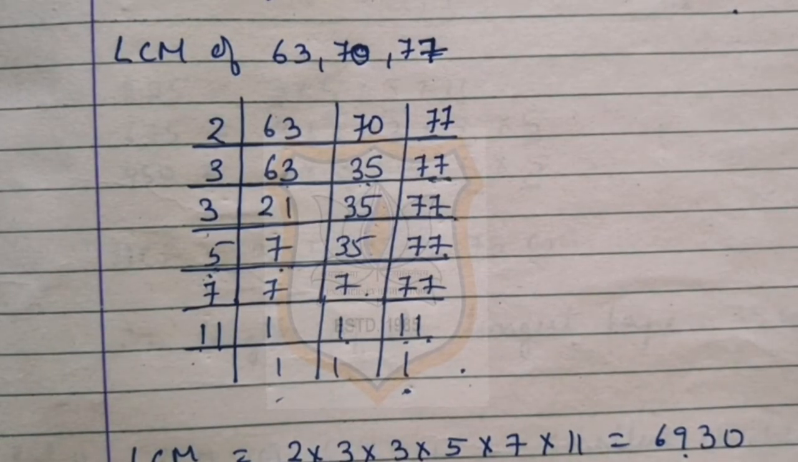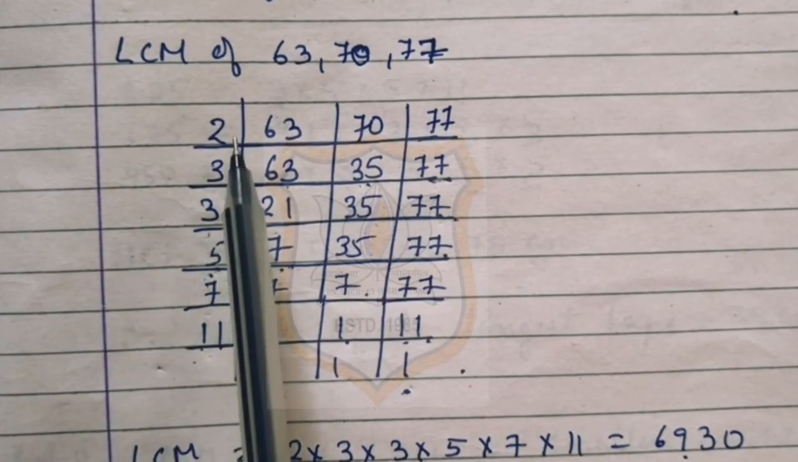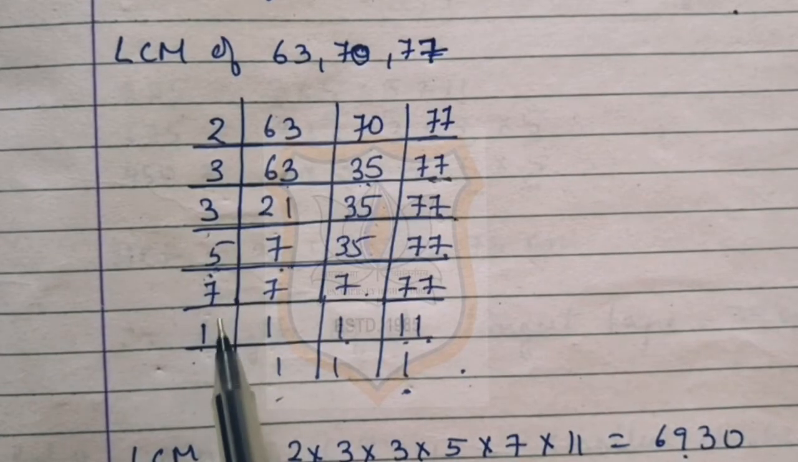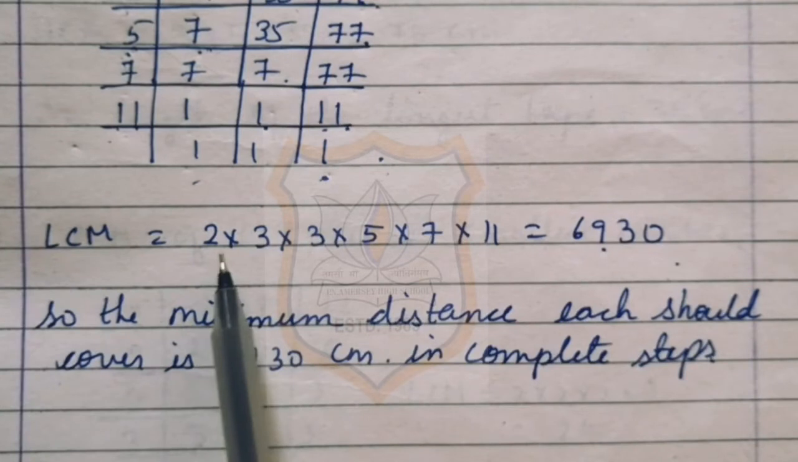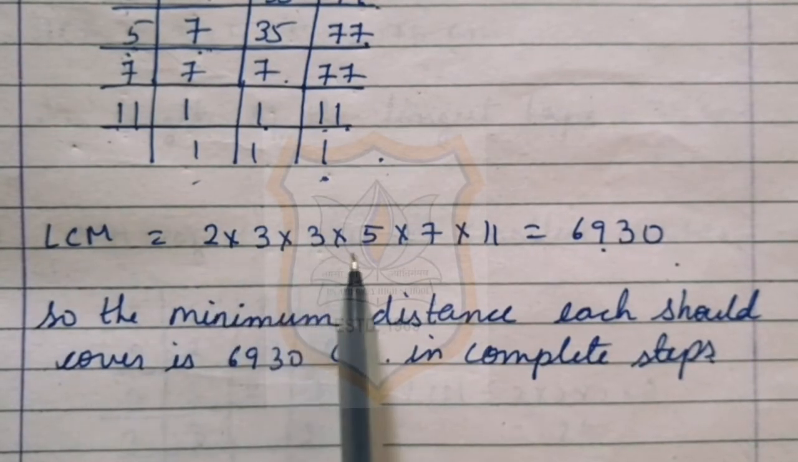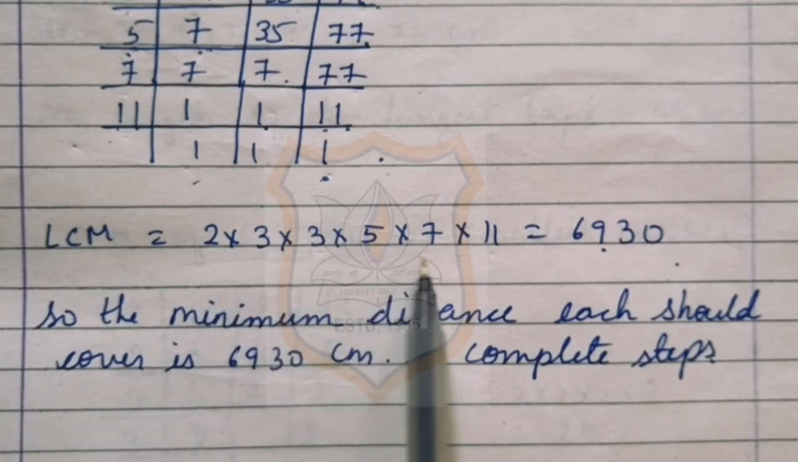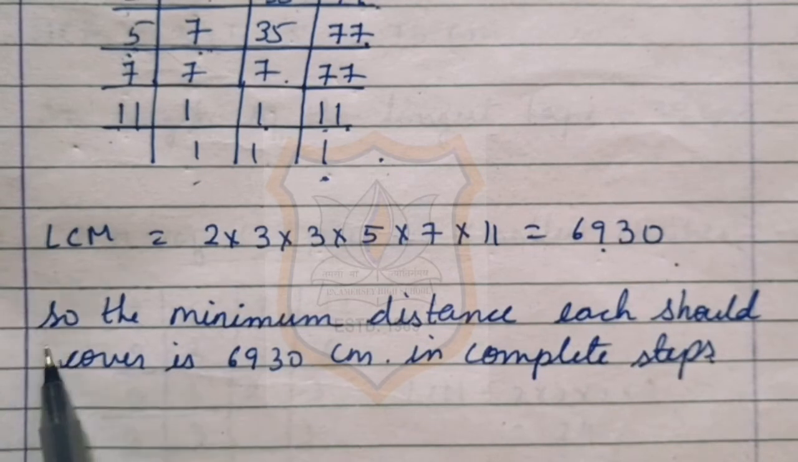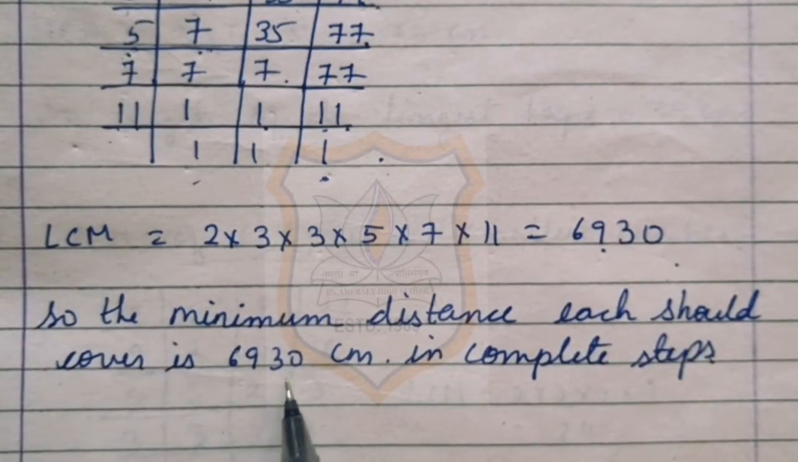Now to find out LCM, we have to multiply all these numbers. We will multiply 2 by 3, multiply by 3, multiply by 5, multiply by 7, multiply by 11. So we will write here LCM is equal to 2 multiply by 3, multiply by 3, multiply by 5, multiply by 7, multiply by 11. By multiplying all these numbers, we will get 6,930. So the minimum distance each should cover is 6,930 centimeter in complete steps.